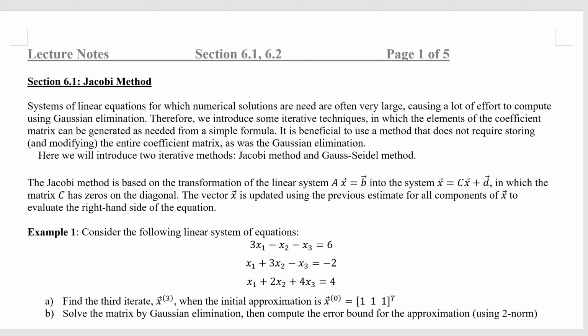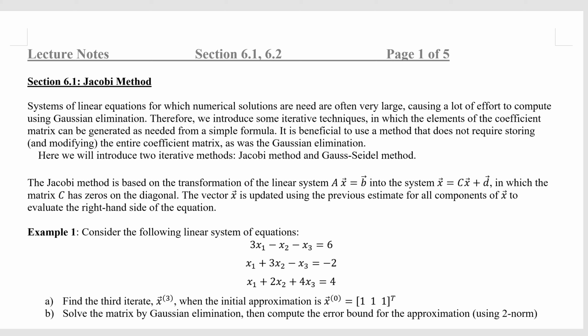So systems of linear equations for which numerical solutions are needed are often very large, causing a lot of effort to compute using the Gaussian elimination. Therefore, we introduce some iterative techniques in which the elements of the coefficient matrix can be generated as needed from a simple formula. It is beneficial to use a method that does not require storing and modifying the entire coefficient matrix, as was the Gaussian elimination.